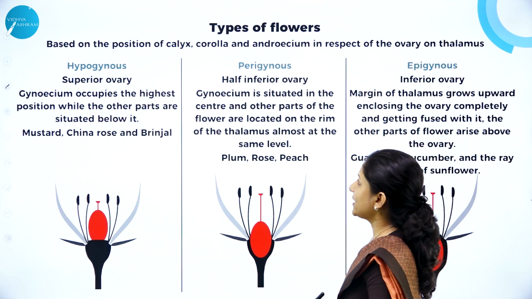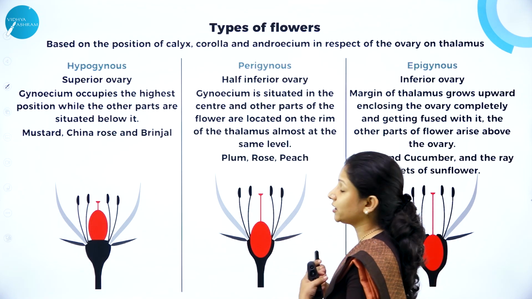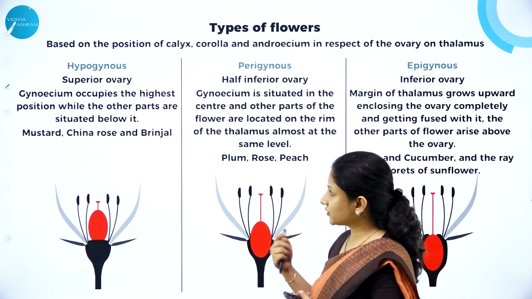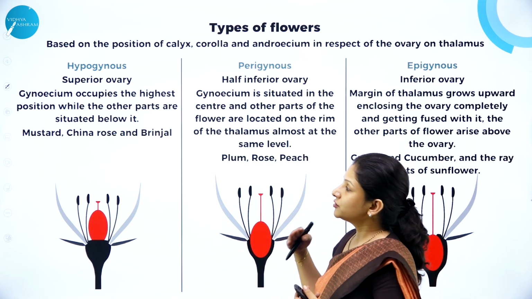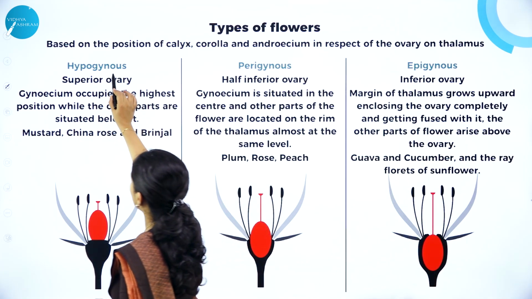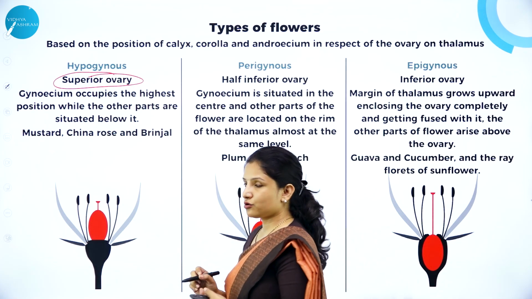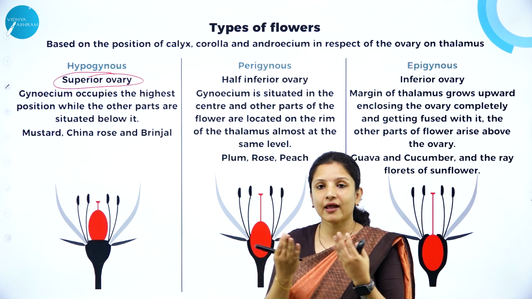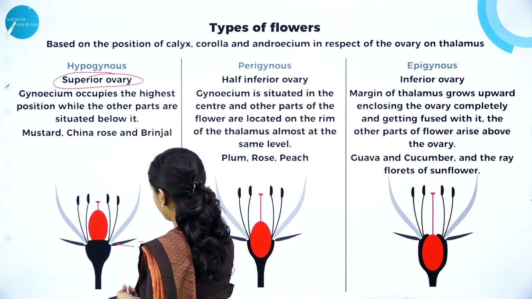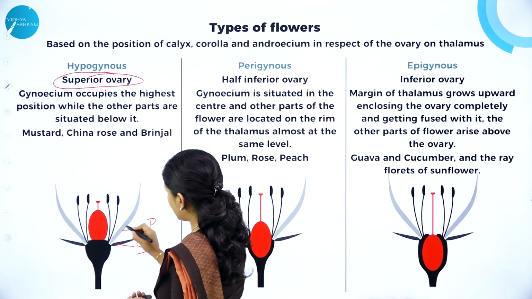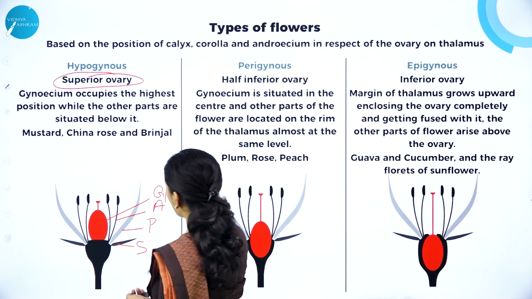Now, talking about classification based on the position of calyx, corolla and ovary, especially the ovary, the flowers can be of three types: hypogynous, perigynous and epigynous flowers. Those flowers having a superior ovary are called hypogynous flowers. Now what is a superior ovary? I told you all the whorls of the flower arise from the receptacle, right? Now here, this is the sepal of the flower, this is the petal, this is the androecium, and this one is the gynoecium, wherein it will have the ovary.